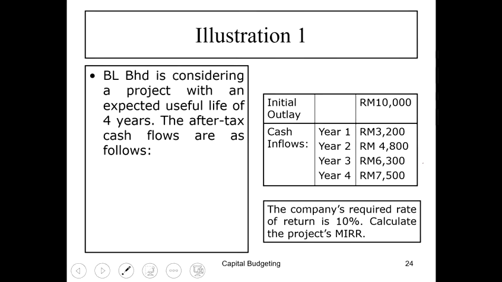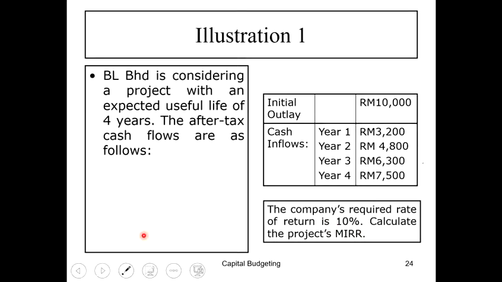So now let's go to the illustration 1. So BL Berhad is considering a project with an expected useful life of 4 years. The after-tax cash flows are as follows. So kita adalah initial outlay, maksudnya cash outflow, kita ada 10,000. And then cash inflow, kita ada year 1, 3,200, year 2, 4,800, year 3, 6,300, and year 4, 7,500. The company's required rate of return is 10%. Calculate the project's MIRR.